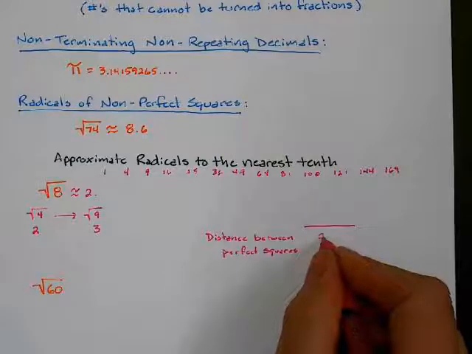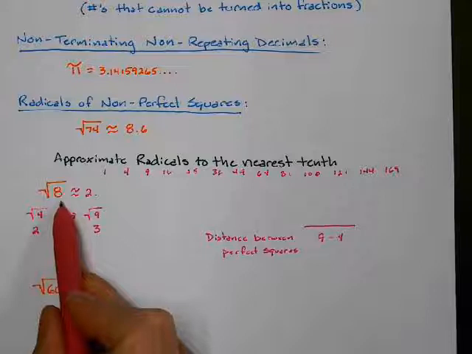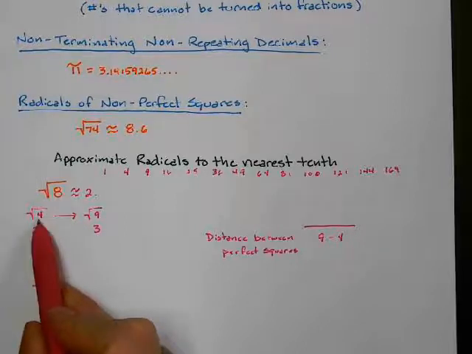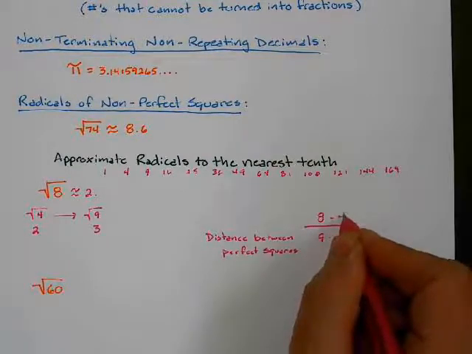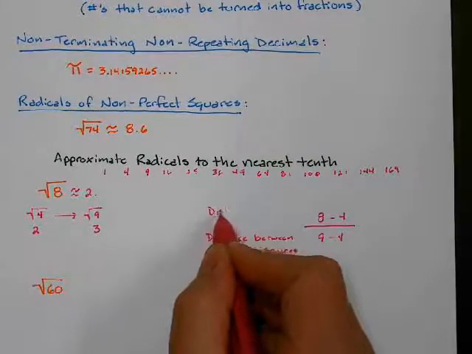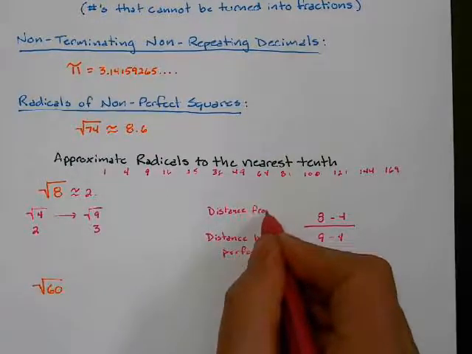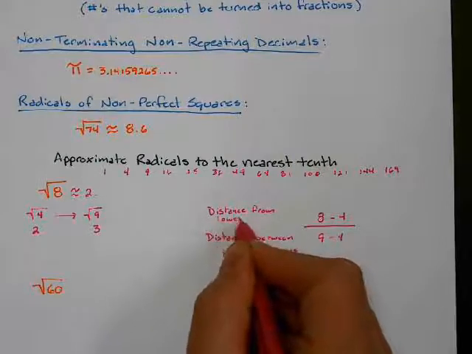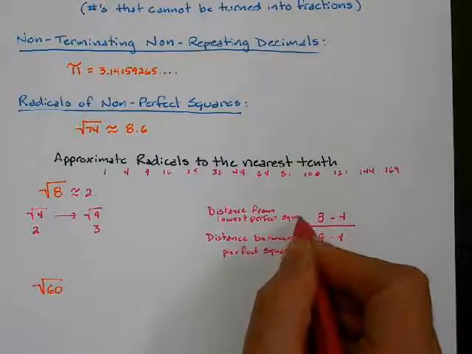Now root 8, how far along that distance has it gone? Well, it's from 8 to 4, or 4 going up to 8. That's a distance of 4. So this is the distance from the lowest perfect square. So this is 4 over 5.